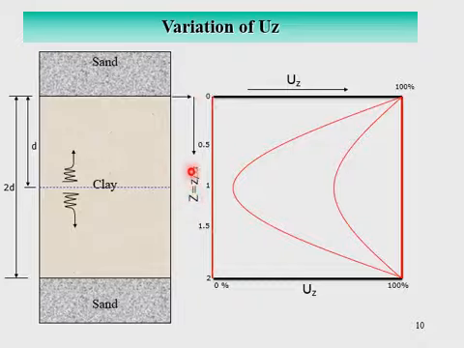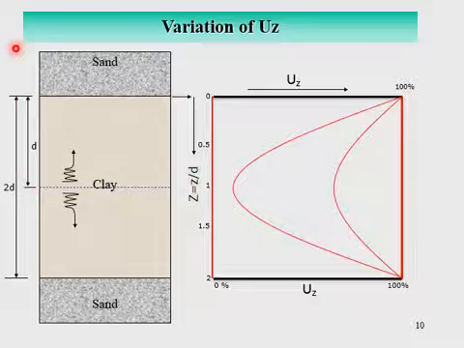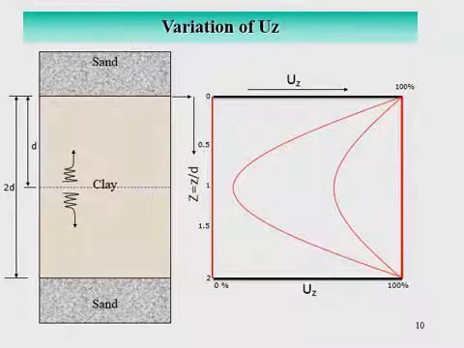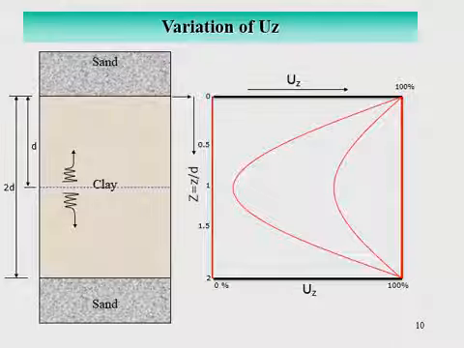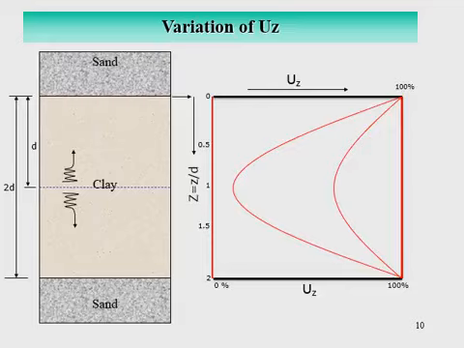Z is equal to Z by D. What is D? You see, the total thickness we represent by 2D, and half of this is D. What is D? It is the longest drainage path. You see, the longest drainage path for a water particle moving from here to here. So the longest drainage path is D. The total thickness H is equal to 2D, right?